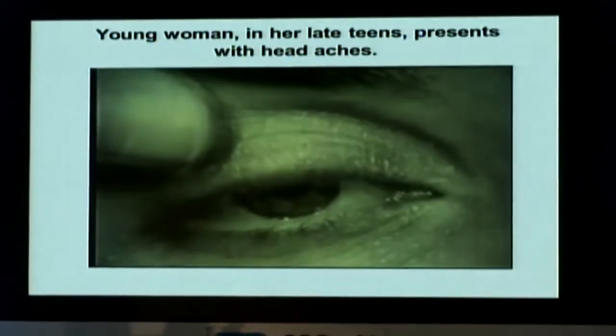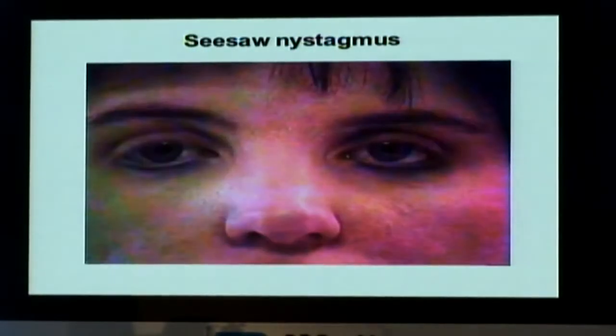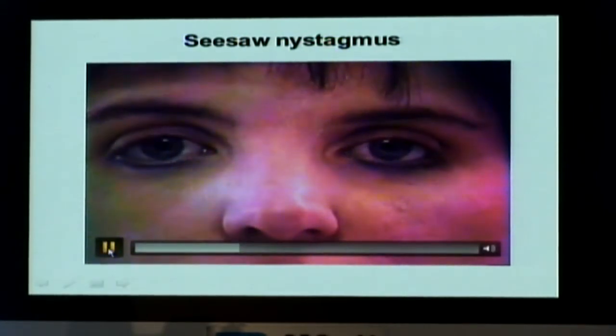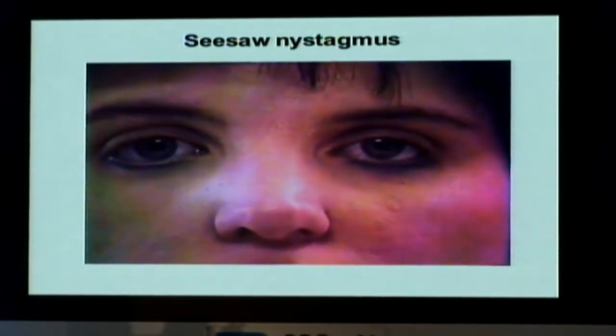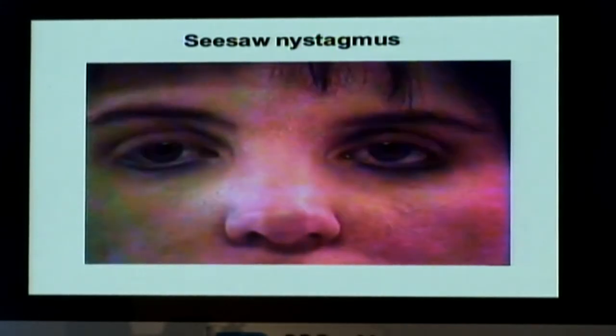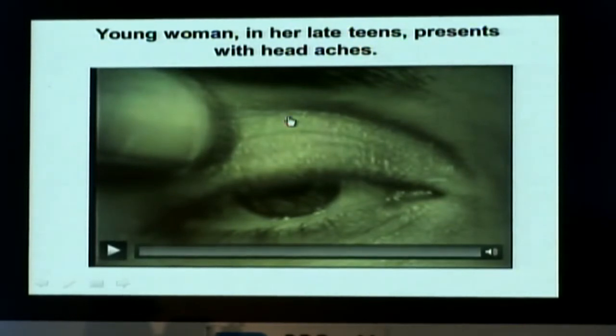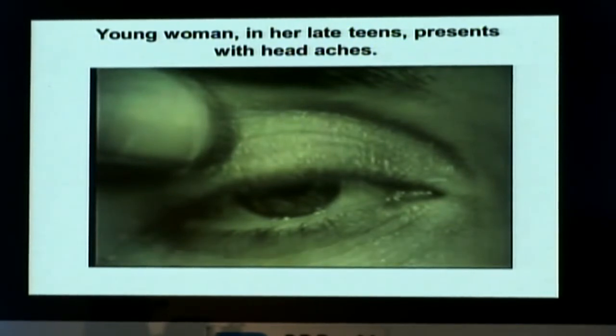All right. Let's see seesaw nystagmus. Let's see if you can really see it. Can you see the eyes rocking? So look at the bridge of the nose. All right, here's something you're all going to see, and you're going to maybe get an ENG, and it's going to come back central. Please evaluate for cerebellar lesion or something like that.